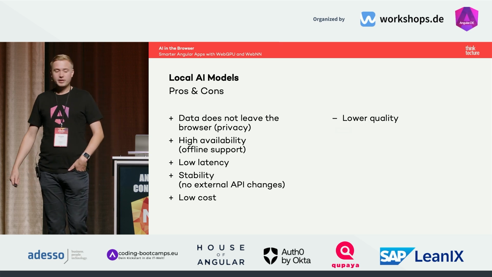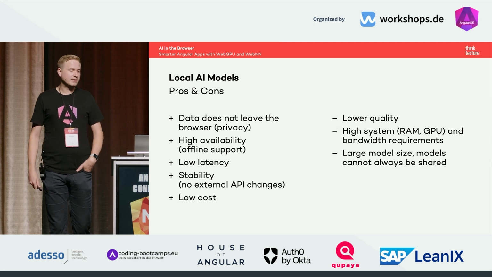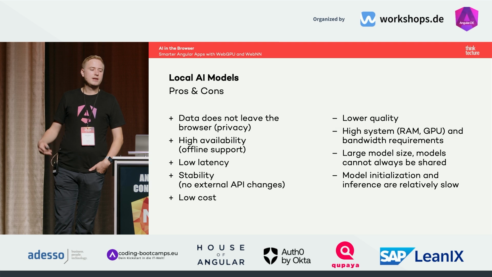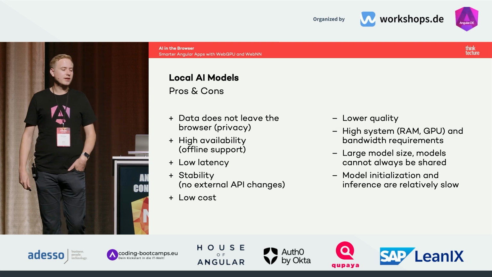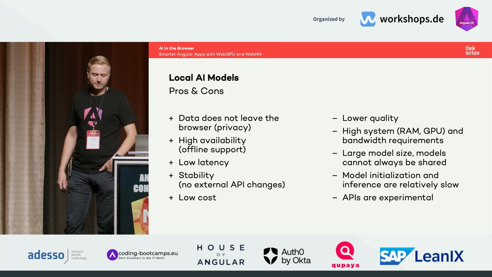Quality is lower, certainly. There are high system requirements. The model size is large. Models cannot always be shared, depending on the API that you want to use. And the model initialization and inference are relatively slow. Also, all APIs are very experimental.